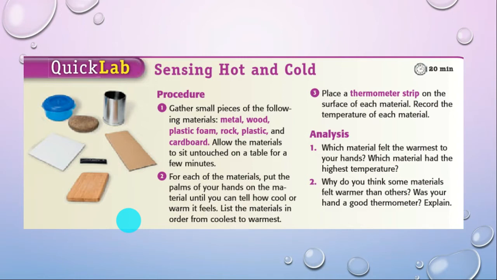Try to feel the temperature of the metal. Then after that, remove your palm. Wait a little bit, then put it on what? On wood and so on. Okay? Then try to list the materials in order from coolest to warmest. You will feel that not all of them have the exact same temperature, okay? You will feel that there is a small difference between them.